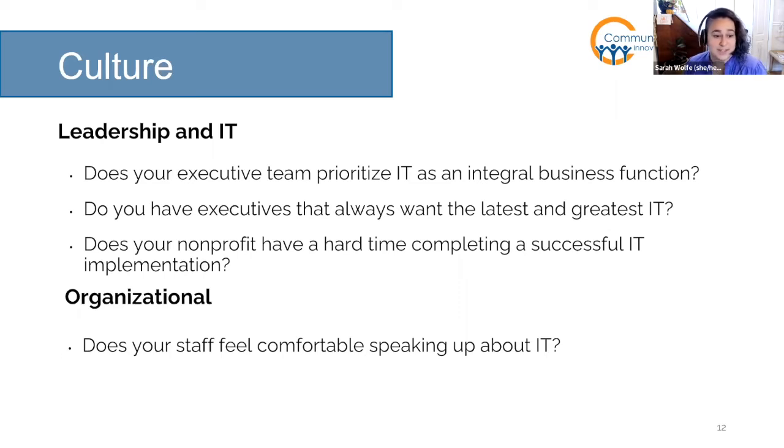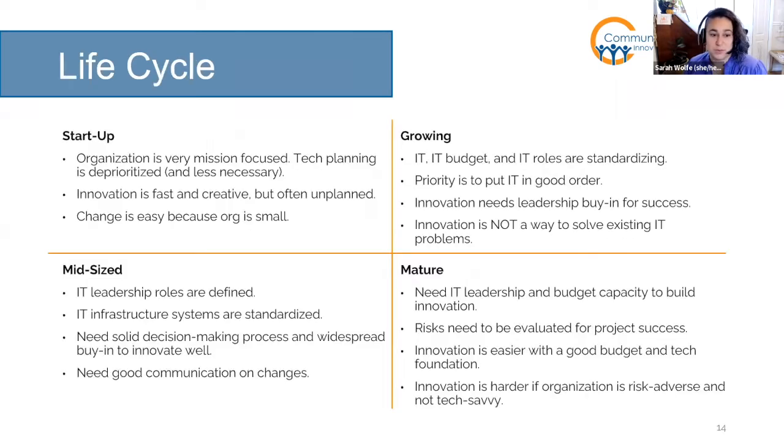So we're also going to move over to Lifecycle, which Pat's going to take lead on.